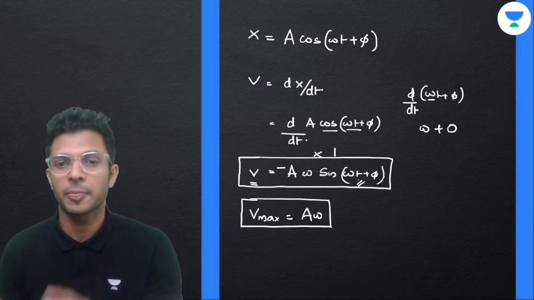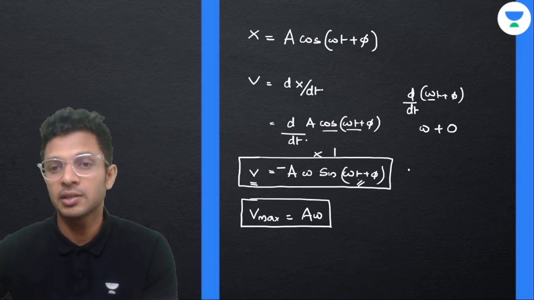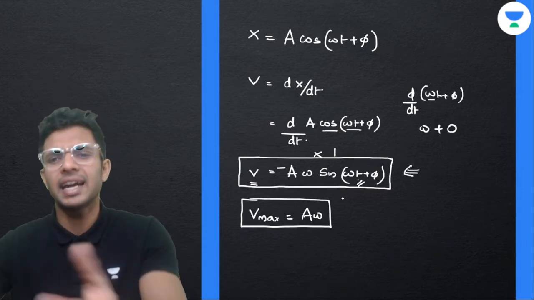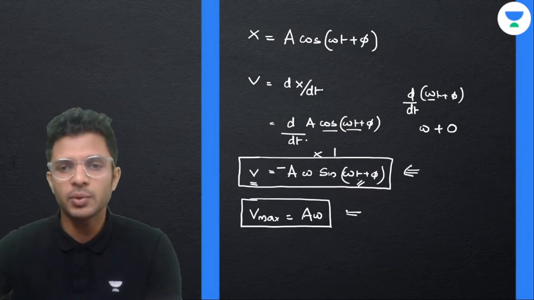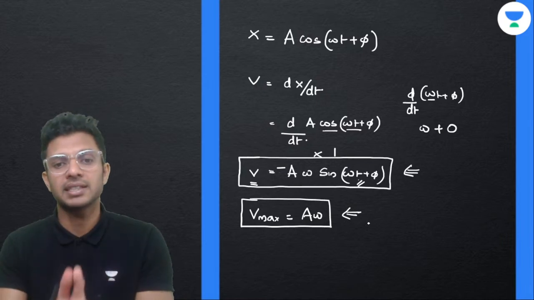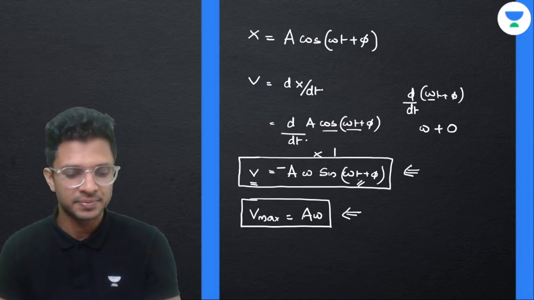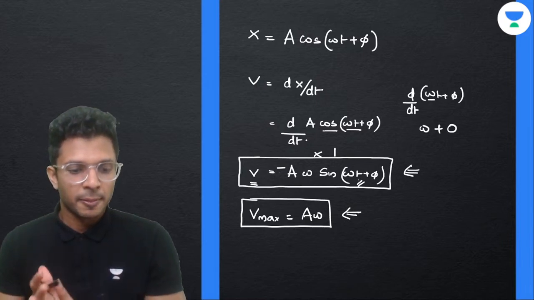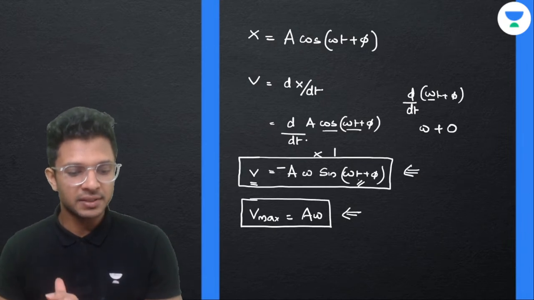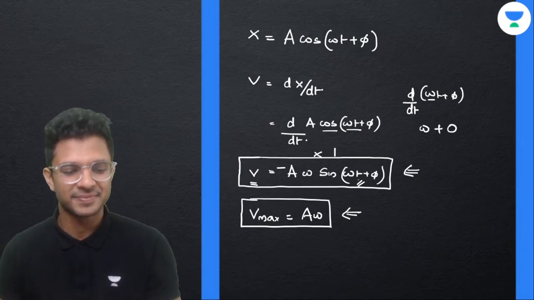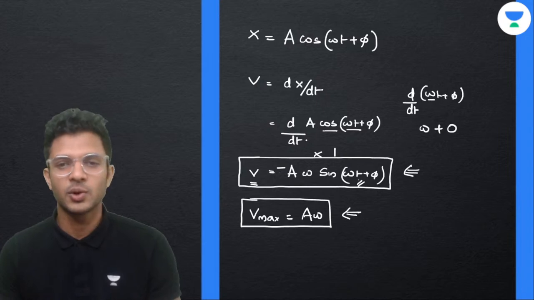Very important. Both are important. This is the formula to find speed at any random time, and this is the equation to find out the maximum amount of speed. Fine. Good. Okay, so you all can note it down.